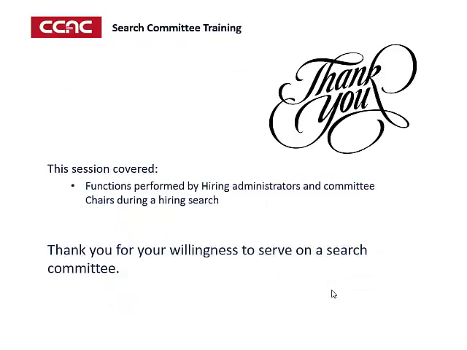Thank you so much for volunteering and your willingness to serve on a search committee. The functions that are required by the hiring administrators and committee chairs and coordinating deans during the hiring search are varied and should be all documented within this checklist. If you have any questions on the process, please contact the Director of HR and get any clarification.